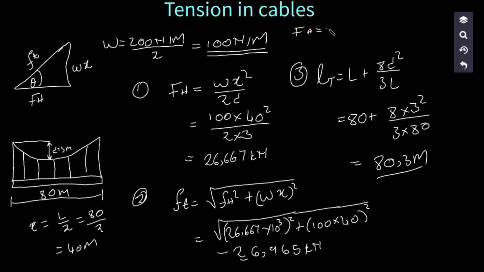FH is equals to 26.667 kilonewtons, and FT, write it here, it's fine. FT is equals to 26.965 kilonewtons.